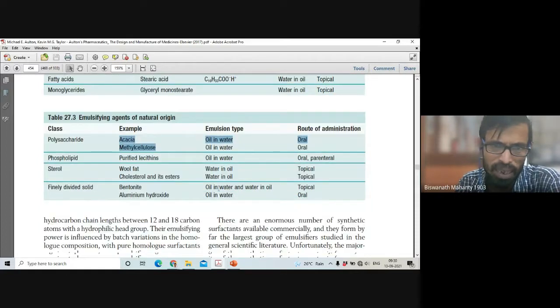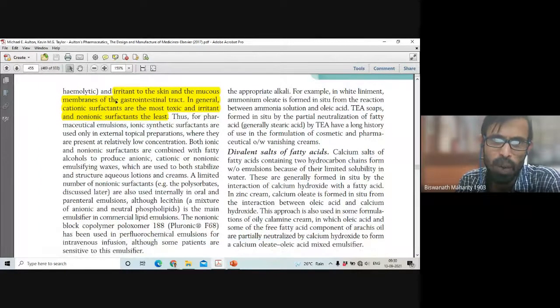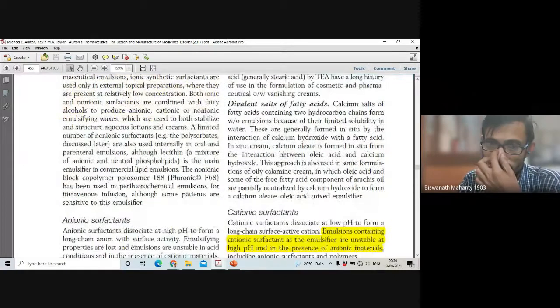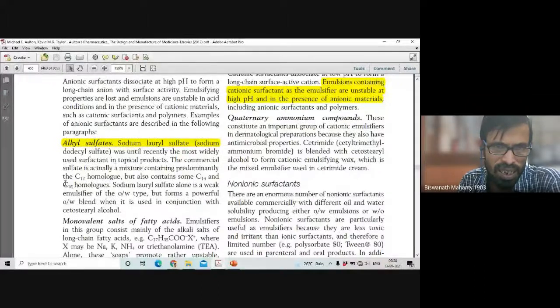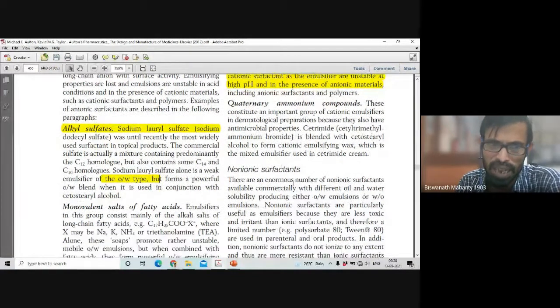So some of the examples you can just keep in mind. Why can you not use the ionic ones? Because they can be irritant, they can cause discomfort in the gastrointestinal tract. So non-ionic is always good. Cationic, anionic, I already talked about. You can see there is always a long chain of carbon followed by some sulfate group. They are preferably used for oil in water type of emulsion like sodium lauryl sulfate, SDS kind of things. They can be widely used.